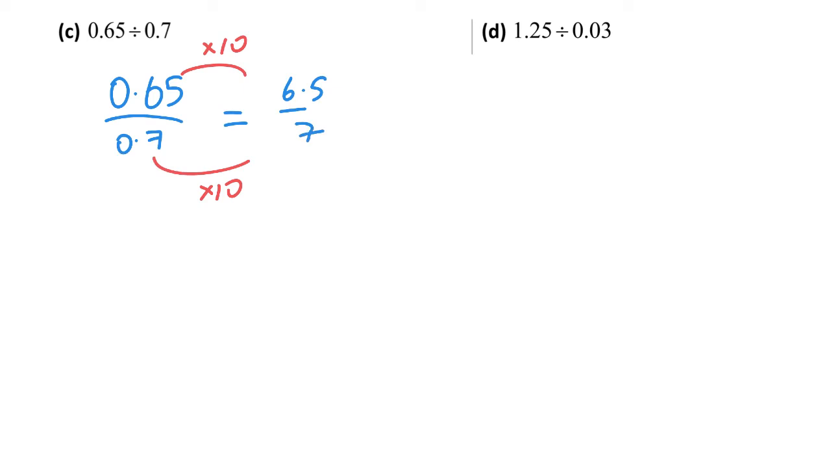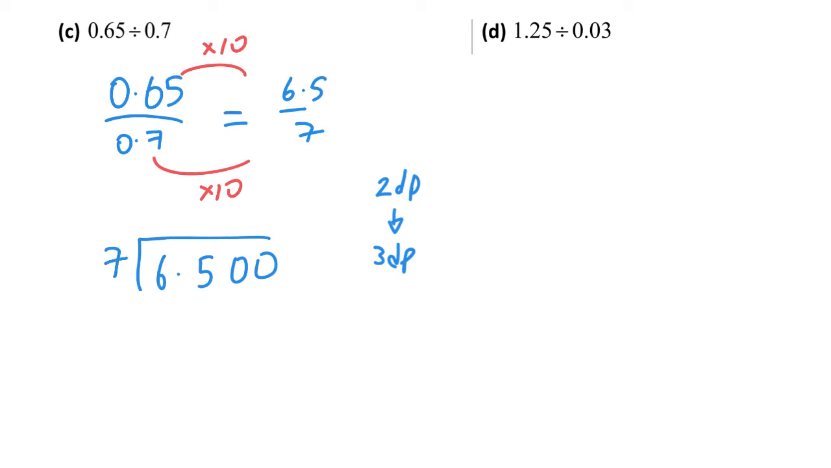So let's divide that out. 6.5 divided by 7. Now I'm going to put in an extra couple of decimal places. Now remember, the question said we needed to give our answers to 2 decimal places if it wasn't exact, which means then in our working out we need to go to 3 decimal places to check for a rounding.